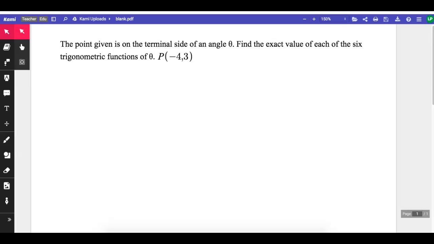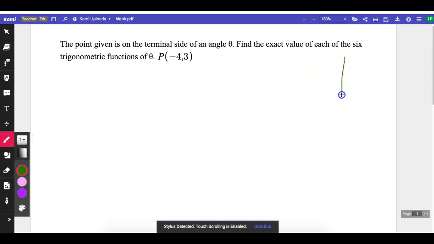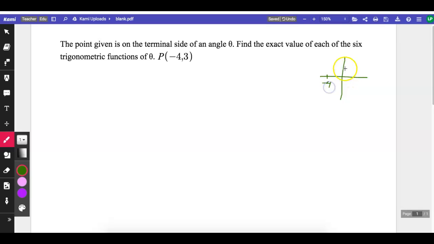So the first thing I want to do is give you a visualization of what we're looking at. If I were to sketch a coordinate plane, so here's my XY axis, and no, they're not straight, and I were to graph the point -4, 3, that is going to be in the second quadrant because the X value is -4 and the Y value is 3. So if I put my point at approximately where -4, 3 is, I could draw a line from the origin through that point.